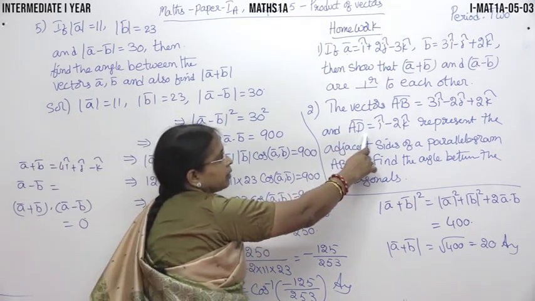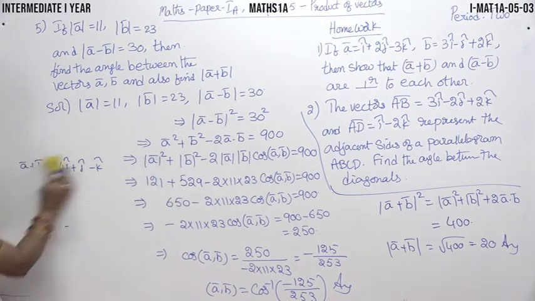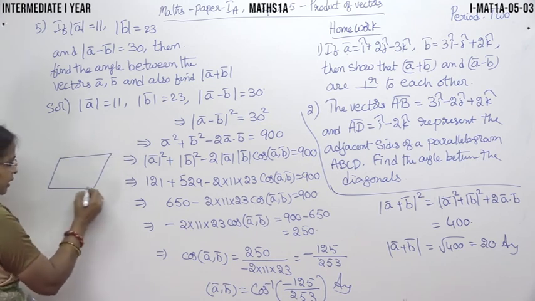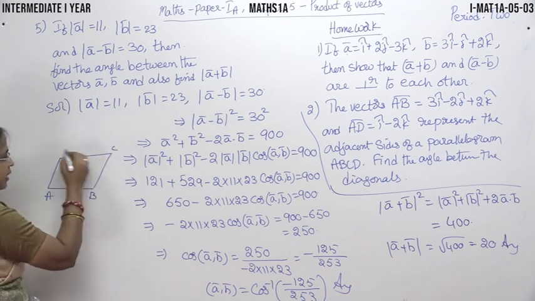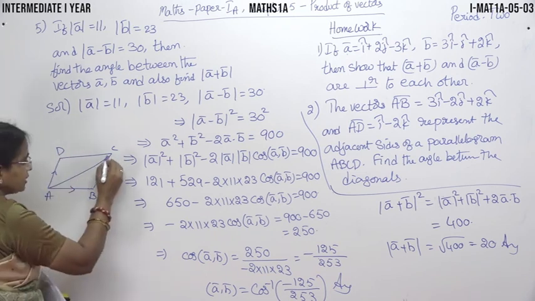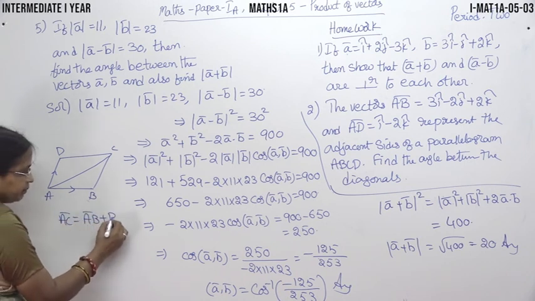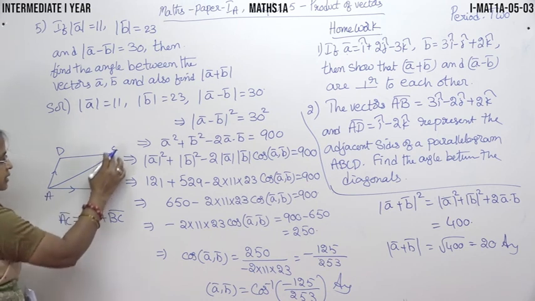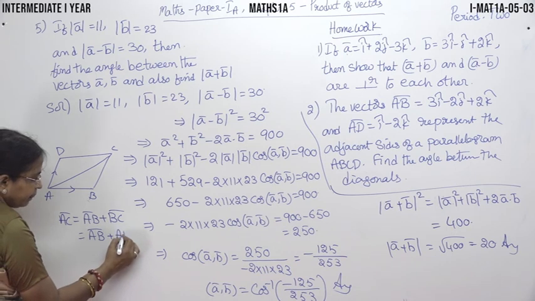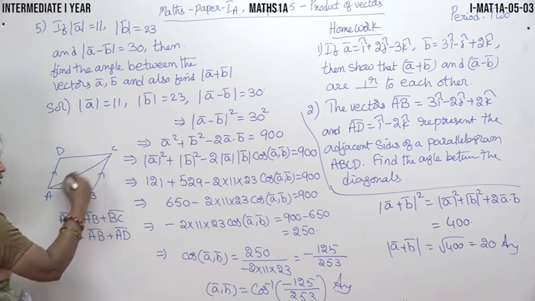Now here in this problem, AB, AC are the adjacent sides of a parallelogram. So this problem also you can try. ABCD is a parallelogram. You are given AB and AD. So find AC. What is AC? One diagonal AC is nothing but AB plus BC. BC is nothing but AD. So it is AB plus AD. So just add AB and AD. You will get AC, one diagonal.